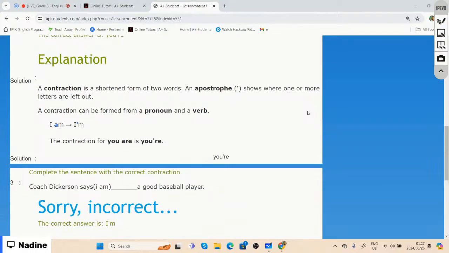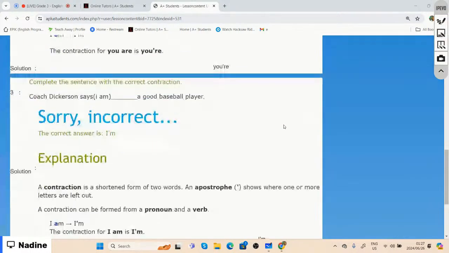All right, and let's look at the last one and then we're going to our test. It says, Coach Dickerson says, I am a good baseball player. So Coach Dickerson says, I am a good baseball player.